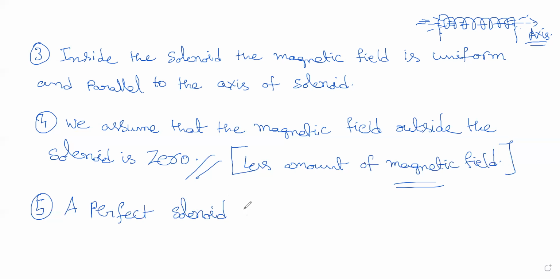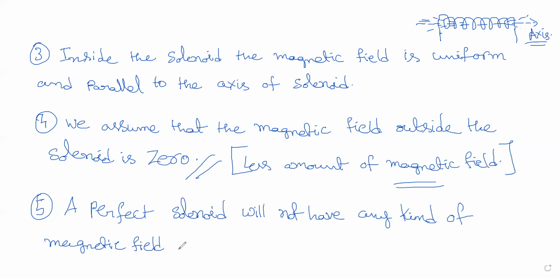A perfect solenoid will not have any kind of magnetic field leakage outside. So that's it. These are the things you have to know about the solenoid. Then we'll derive the condition.